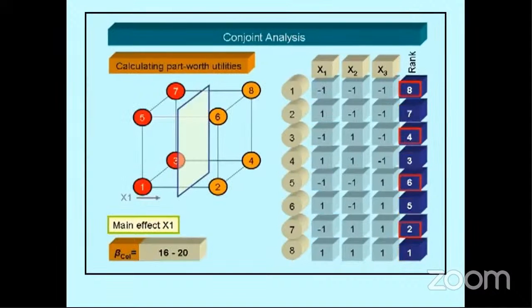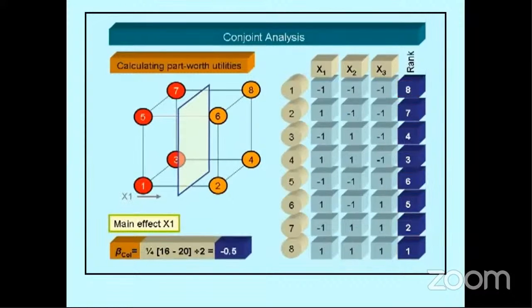We will subtract it and take 1 by 4 divided by 2. That is, we take the average of it, divided by 2, and we are getting minus 0.5. So 1 by 4 of 16 minus 20. Why 1 by 4? Because 1, 2, 3 and 4. And why divided by 2? Because we are taking the average here. So that's the reason we are saying that the effect of color is minus 0.5.